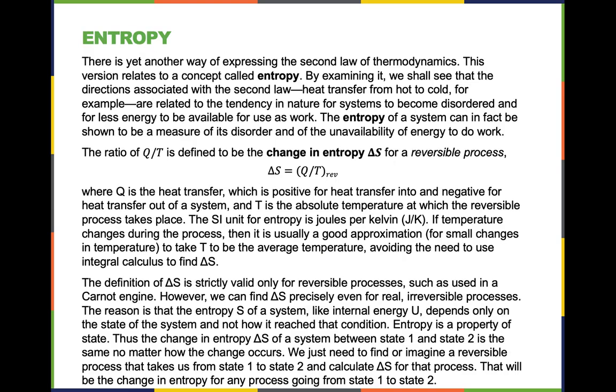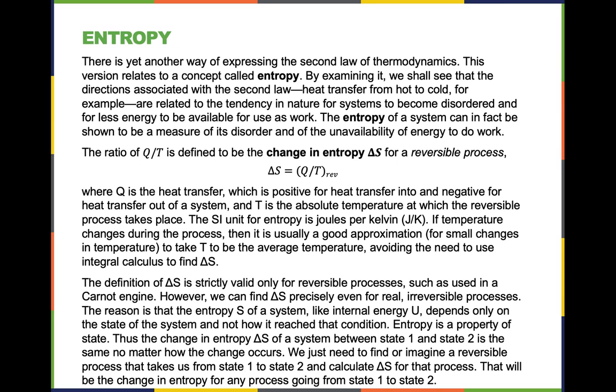So now we're going to go over entropy. There is yet another way of expressing the second law of thermodynamics. This version relates to a concept called entropy. By examining it, we shall see that the directions associated with the second law, heat transfer from hot to cold, for example, are related to the tendency in nature for systems to become disordered and for less energy to be available for use as work. The entropy of a system can in fact be shown to be a measure of its disorder and its unavailability of energy to do work.